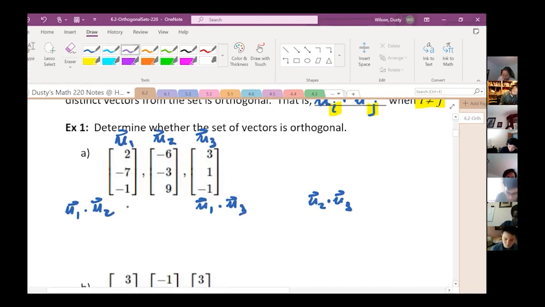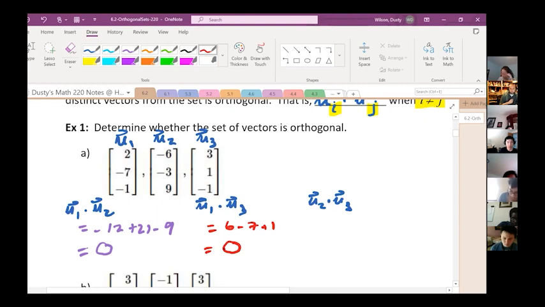So if we want to find u1.u2, do you guys have it for me? What's u1.u2? I've got -12 plus 21 minus 9, which is a nice friendly 0. So that tells us that u1 is perpendicular to u2. So then we come in for u1.u3. So I've got 6 minus 7 plus 1, which is equal to, again, 0. Lots more zeros.